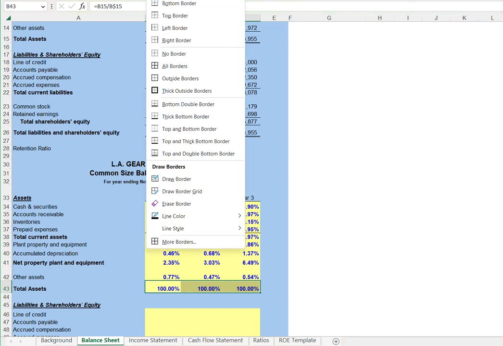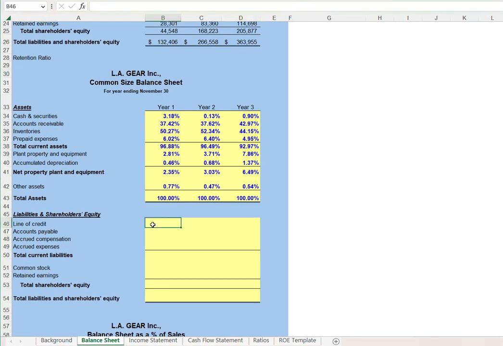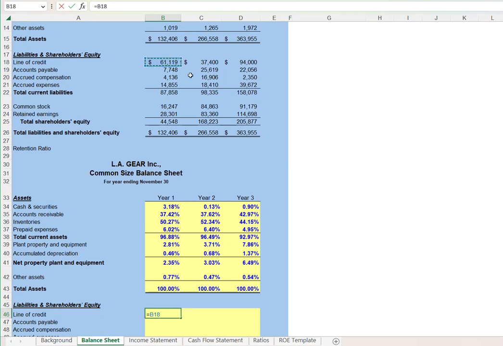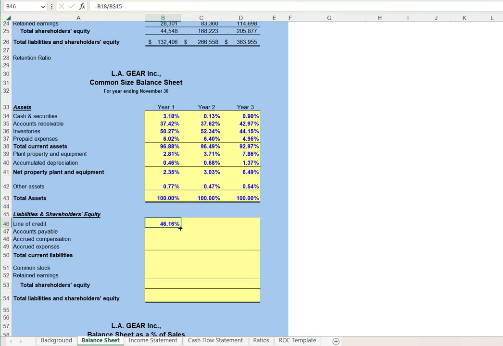And then we can move down to the asset or liability and equity section of our balance sheet as well. So we'll take our line of credit in year 1 of $61,119,000. And of course, we could divide it by total liabilities, shareholders' equity, or total assets since our balance sheet balances. And again, I want to anchor the reference to the row, and I anchor it with a dollar sign. And I've got a formula now that I can copy down and across.